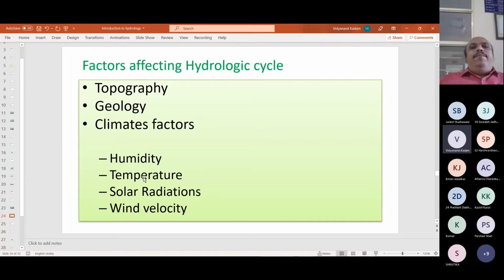Okay, the first factor affecting the hydrological cycle is topography. Now, to affect the hydrological cycle means what? To affect the three phases of the hydrological cycle. So which is the first phase? Evaporation. Okay.